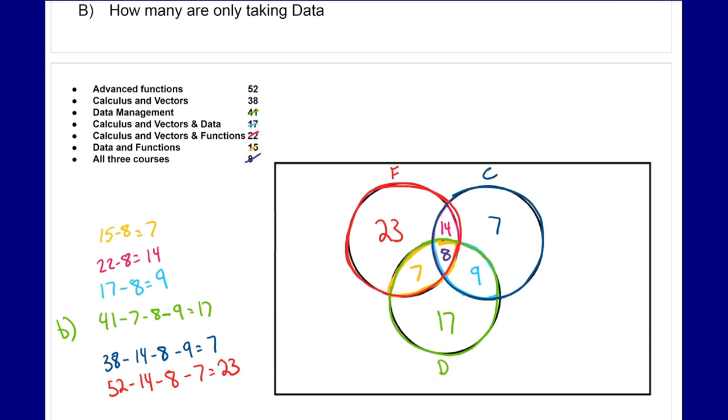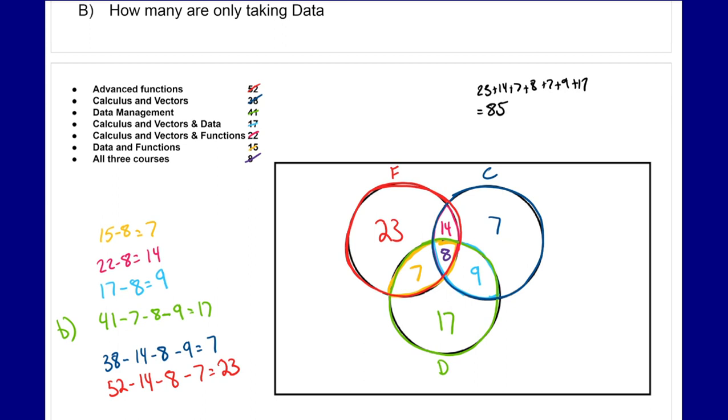Now you might say, well, I've done them all, I'm finished. However, let's take a look at all our numbers. 23 plus 14 plus 7 plus 8 plus 7 plus 9 plus 17 gives us 85.